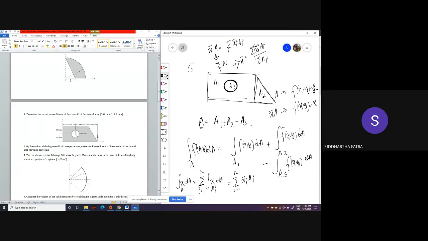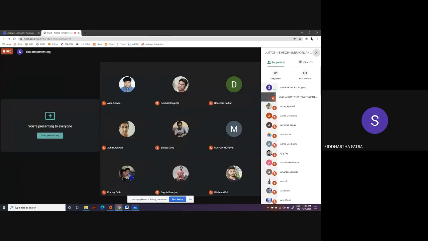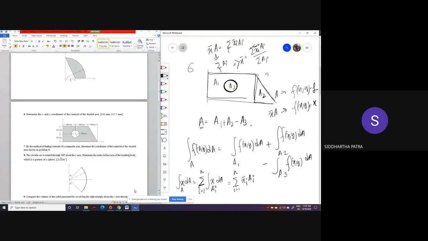Okay, that is the formula for the composite area, and you can replace A's with L's to get the centroid of a composite boundary or a composite curve. So in this case, the net x bar for this geometry is going to be a1 x1 bar plus a2 x2 bar minus a3 x3 bar, divided by a1 plus a2 minus a3.